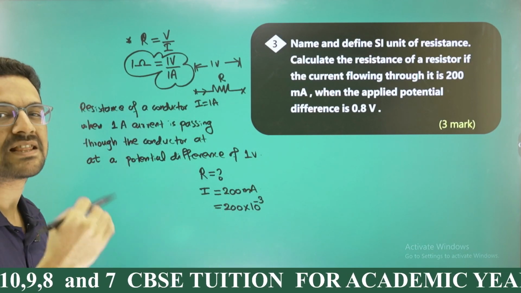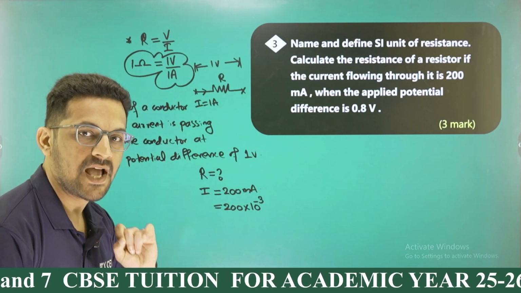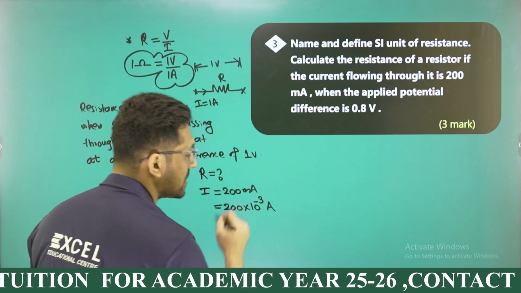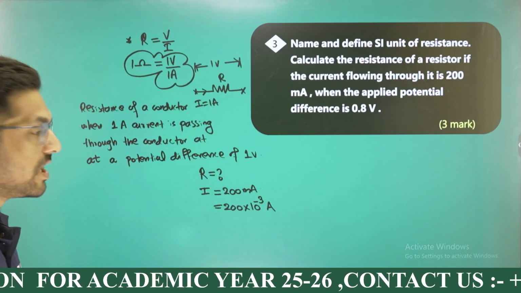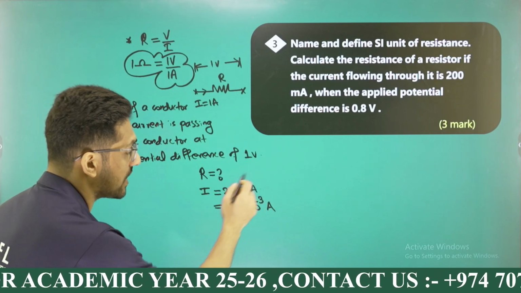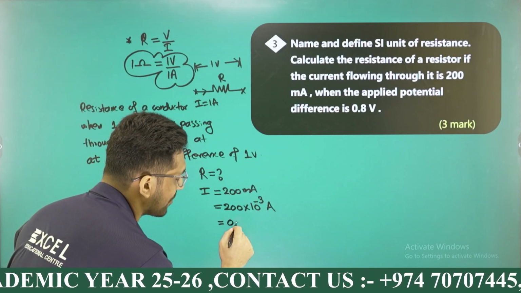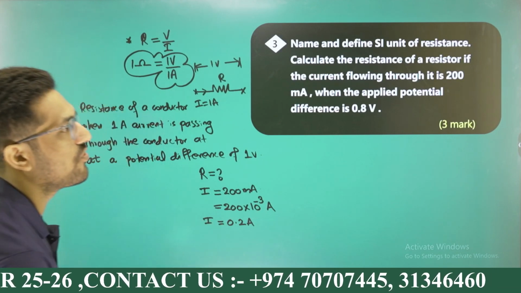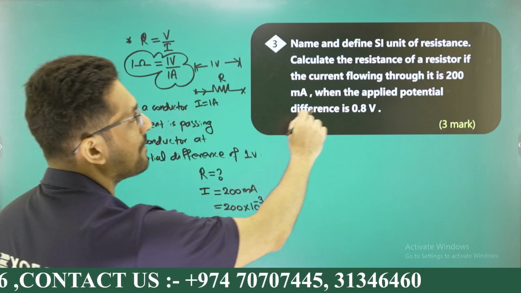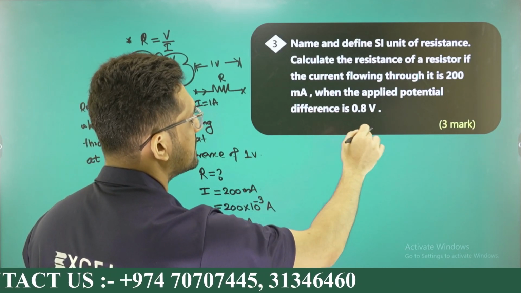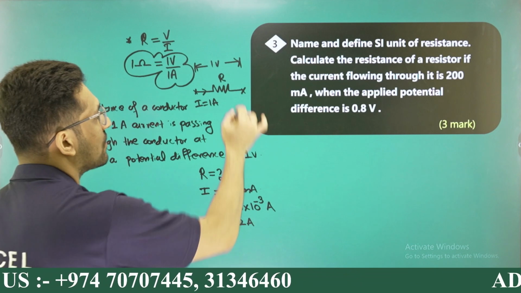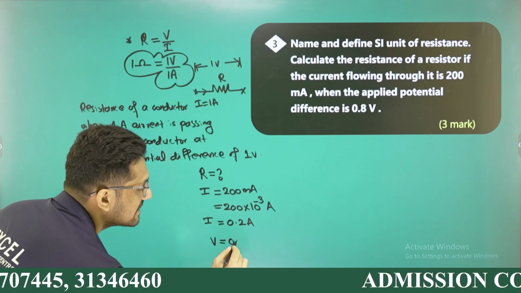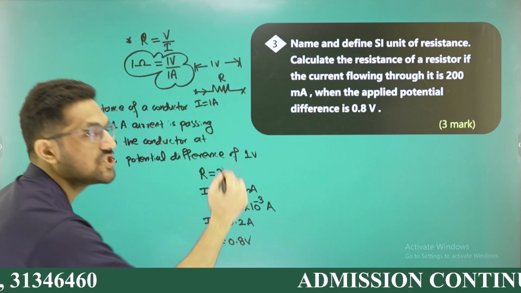So milli is a number, that is 10 raised to minus 3. Multiply this value with 10 raised to minus 3 and you can convert that into ampere. What is this? 200 into 10 raised to minus 3 is 0.2. 0.2 ampere is the value of current, when the applied potential difference is 0.8 volt. The voltage also is given. Voltage is given as 0.8 volt.